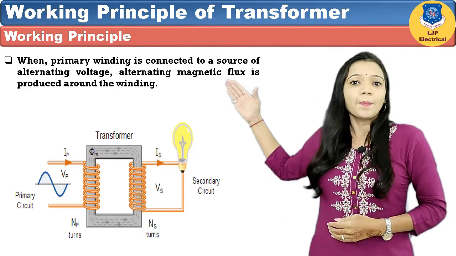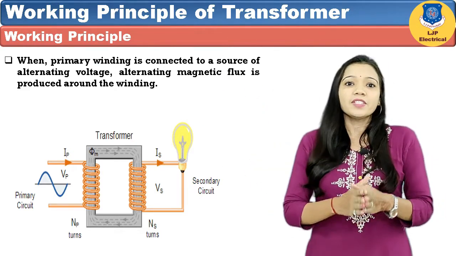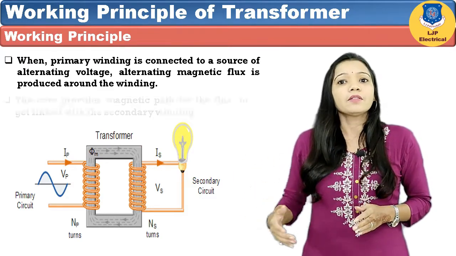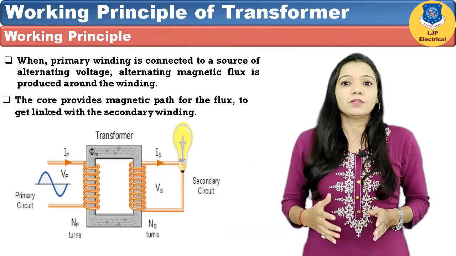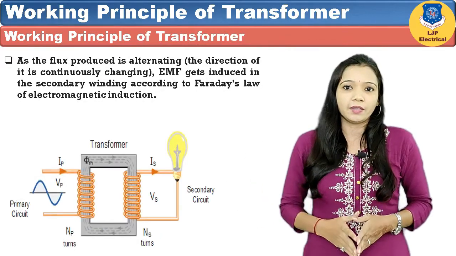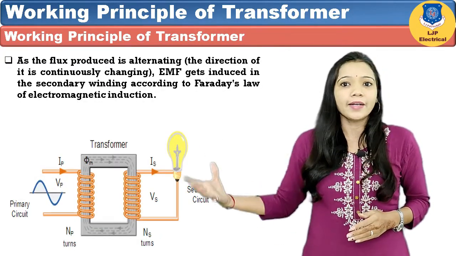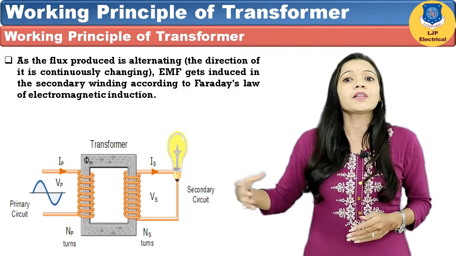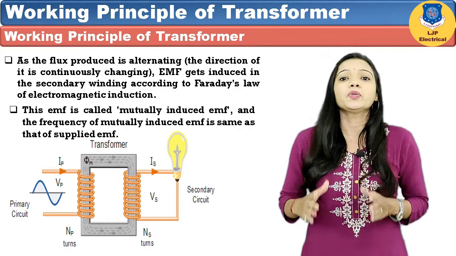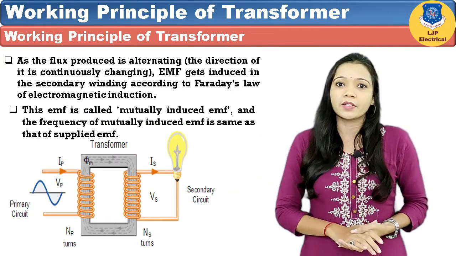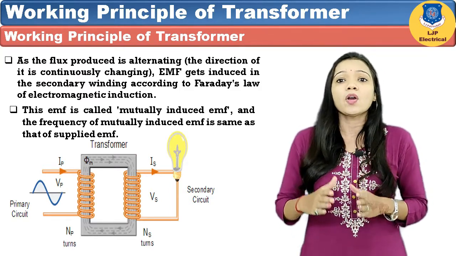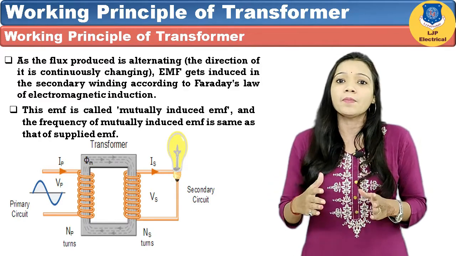When we give the supply to the primary winding, which is the AC supply, there is an alternating flux produced in the winding. The core provides the magnetic path for the flux to get linked with the secondary winding. As the flux produced is alternating, the direction of it is continuously changing. EMF gets induced in the secondary winding according to Faraday's law of electromagnetic induction.